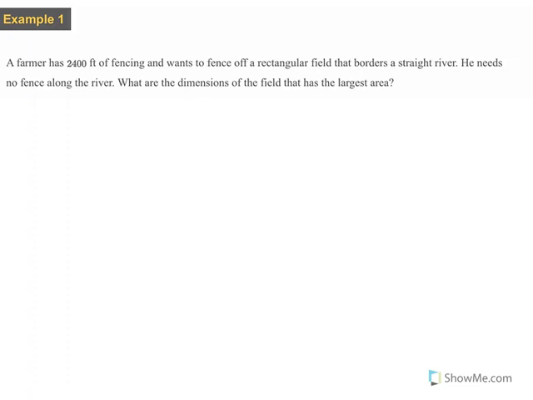Let's take a look at this first problem, which is probably one that you've seen before in a different class and be able to handle in a different way depending on what kind of a context or what kind of a class that you're in. Okay, this says that a farmer has 2,400 feet of fencing and wants to fence off a rectangular field that borders a straight river. He needs no fence along the river. What are the dimensions of the field that has the largest area?